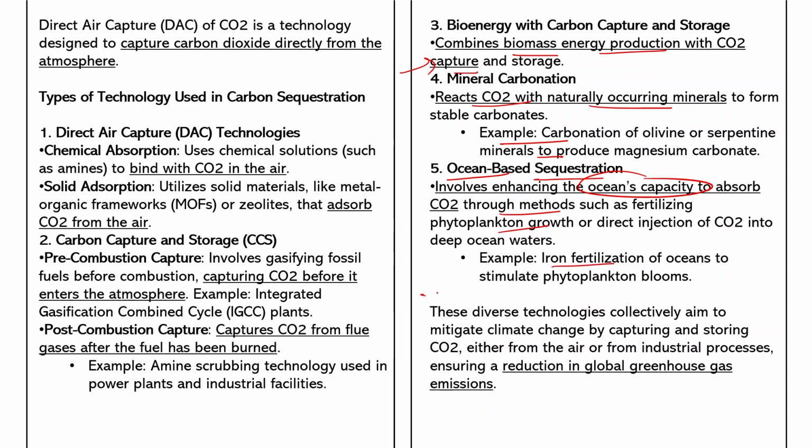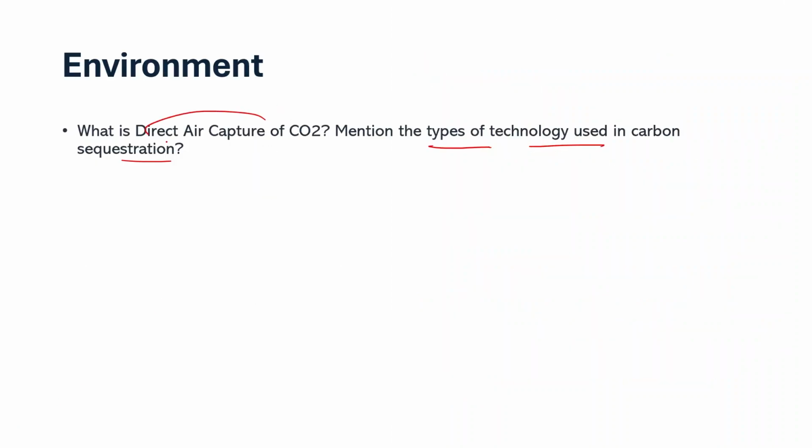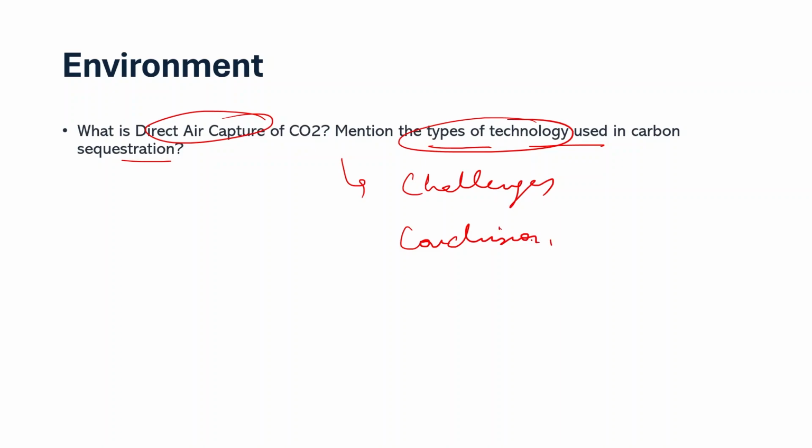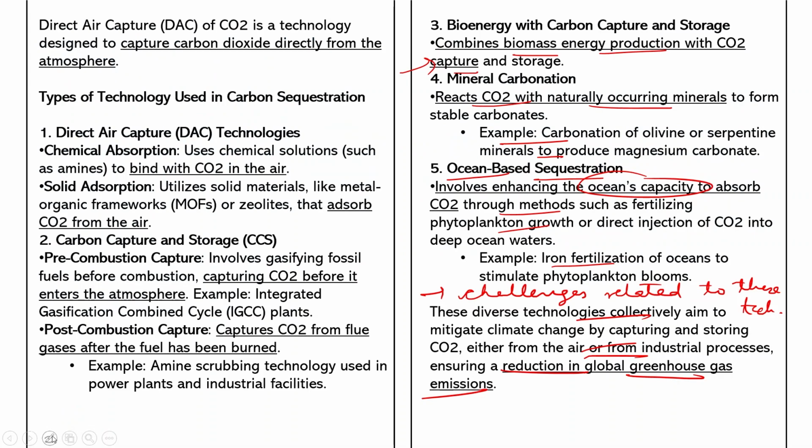Then, over here I have not written it, but if you want you can write about challenges related to carbon sequestration technologies, right? They are very complex, very high cost, and there are different challenges. You can write about these, and then conclude that all these technologies will help in the reduction of global greenhouse gas emissions. So basically you have covered direct air capture, the types of technology, and challenges, and then in the conclusion you can write the way forward, right? So this is the way in which you can proceed for such questions.